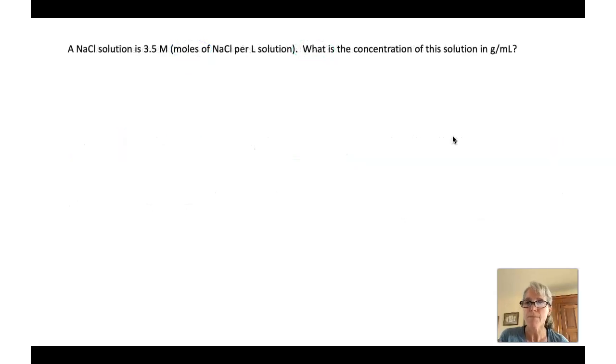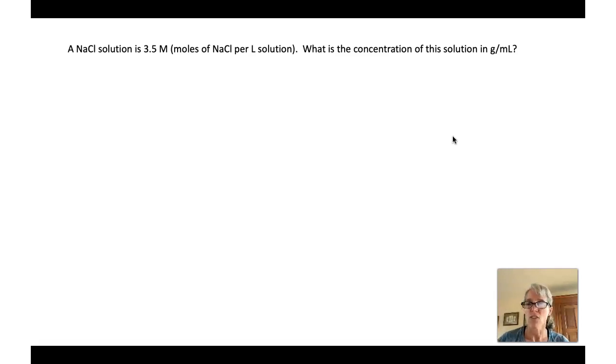Let's do one more. We've got a sodium chloride solution. It's 3.5 M. That capital M stands for molar, which really means moles of NaCl per liter of solution. What is the concentration of this solution in grams per mL? If you're thinking, man, I'm not in chemistry class, I have no idea what any of this stuff means, don't stop, don't quit the video. This is exactly why dimensional analysis is such a powerful problem-solving technique. You don't need to understand what the question is about. If you're just good with the units, you can solve any problem.